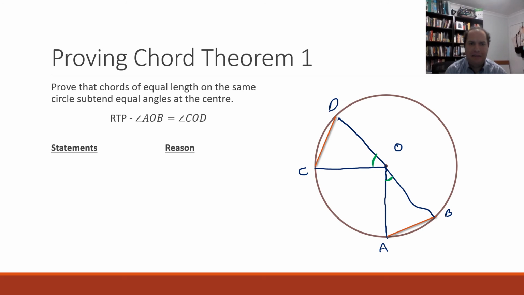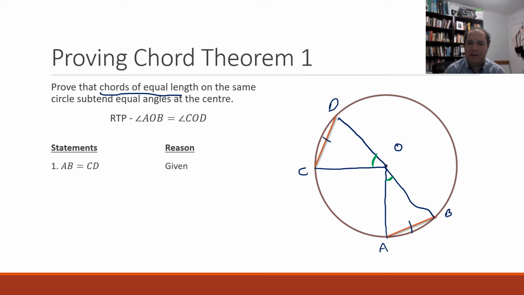So drawing our table together with our statements and our reasons, the first thing we can say is that AB and CD must be the same length. And we know that because we were given that piece of information in our statement, that the chords must be of equal length. So AB equals CD, and that information was given to us.